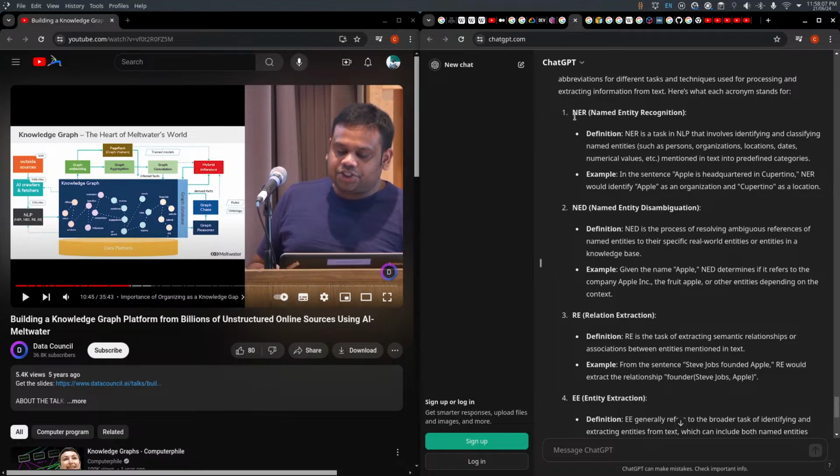Okay, I think I need a really good NER model. I don't even know if it's called a model. I just need a really good named entity recognition layer on this. Named entity disambiguation is the process of resolving ambiguous references of named entities into specific real-world entities in a knowledge base. Okay, relation extractor. RE is the task of extracting semantic relationships between entities mentioned in text. From the sentence, Steve Jobs founded Apple, the relation would be founder. Okay, founder. Steve Jobs, Apple.